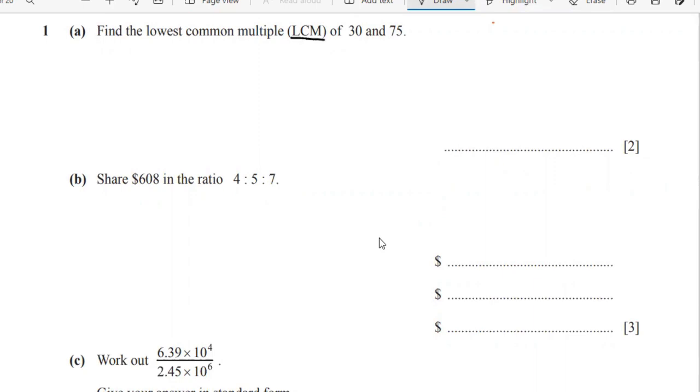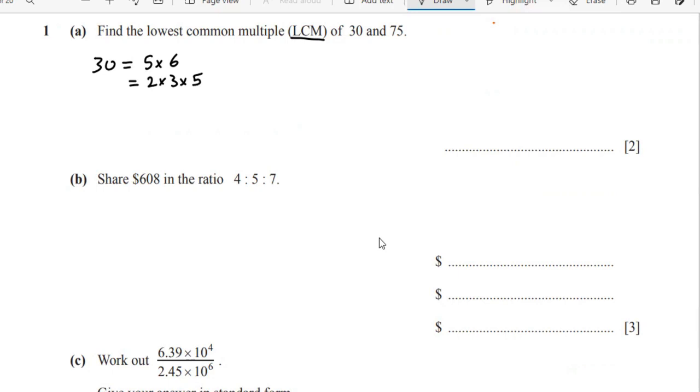To find the least common multiple or the highest common factor of two numbers, we need to break down each number into its prime factors. So like for 30, we can break it down into 5 times 6. Then break down 6 into 2 times 3, and here's the 5. Now 30 is 2 times 3 times 5. These are the prime factors of 30.